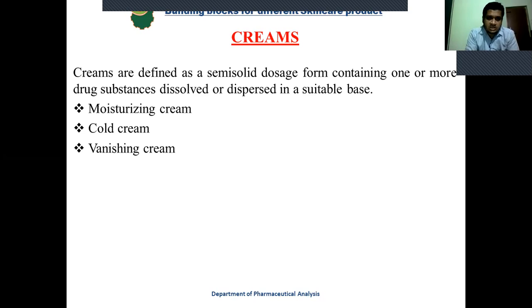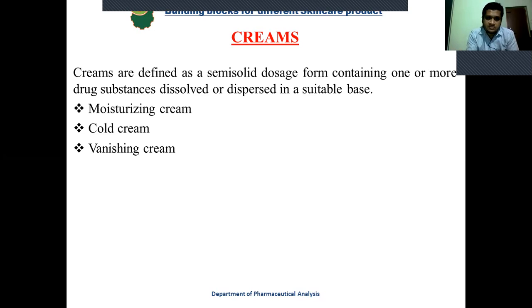Okay, so here we mainly discuss three creams: moisturizing cream, cold cream, and vanishing cream. Moisturizing cream, from the name only you can easily identify that it will mainly provide moisture, or indirectly you can say that it will retain the moisture in our skin, so that our skin retains its moisture as well as its flexibility. Okay, it will not get rough. So that is moisturizing cream.